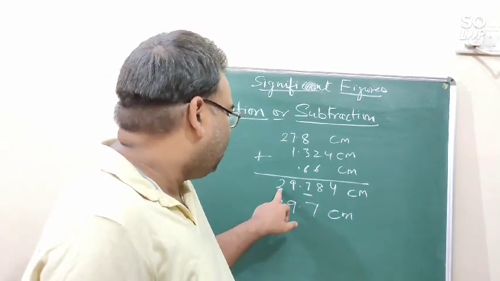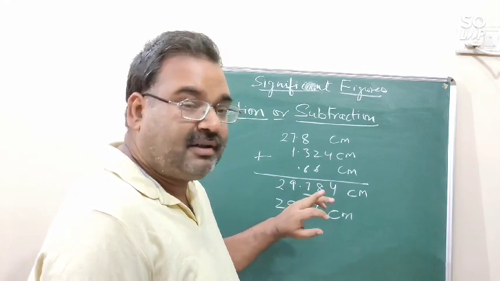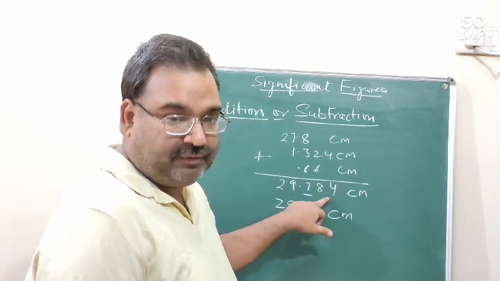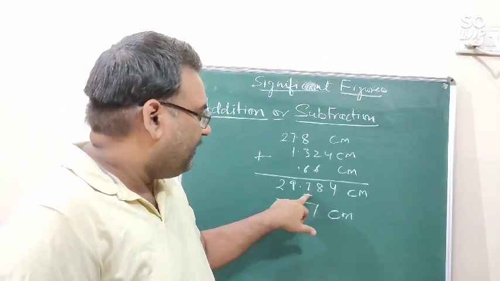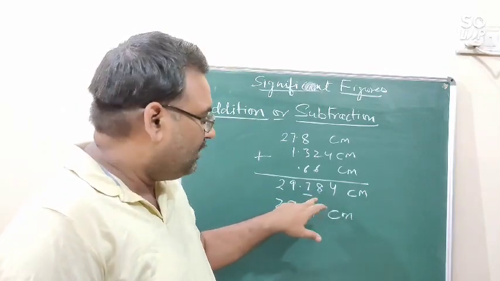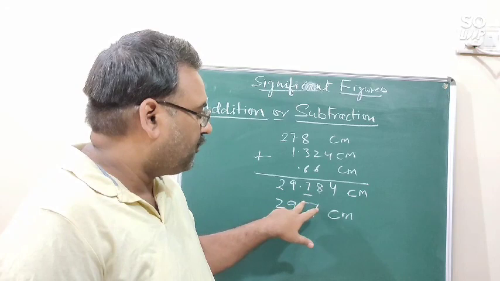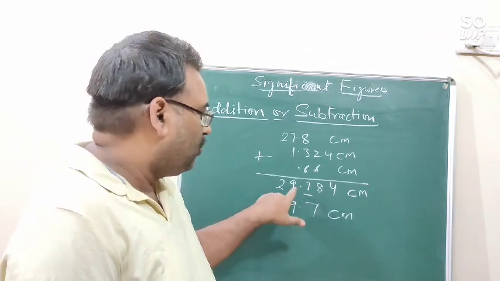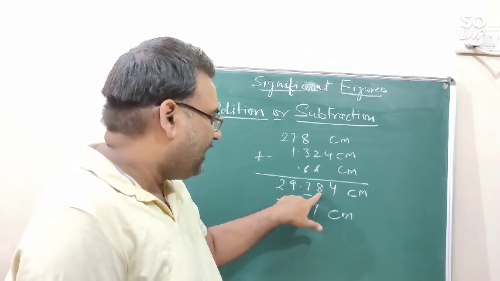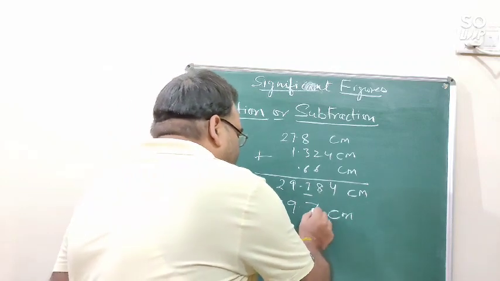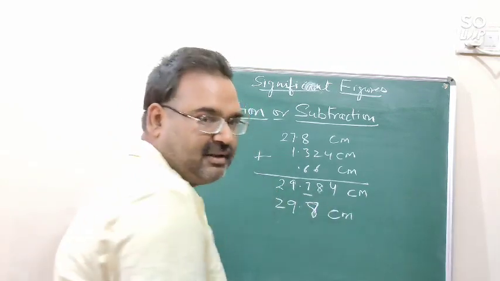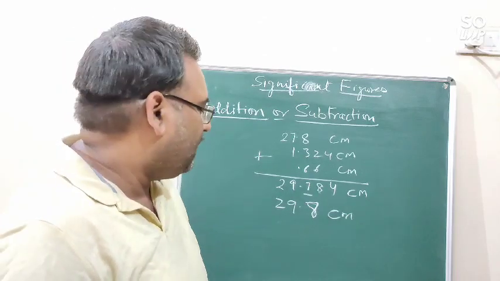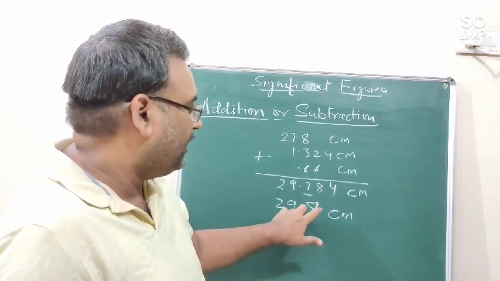Now this number is 29.7, but we still have to round it off. It is 7, 8. So this answer is to be rounded off to 3 significant figures. After this, what is there? 8 is there. So the final answer will be 29.8 centimeter. Is it clear? The final answer up to 3 significant figures will be 29.8.